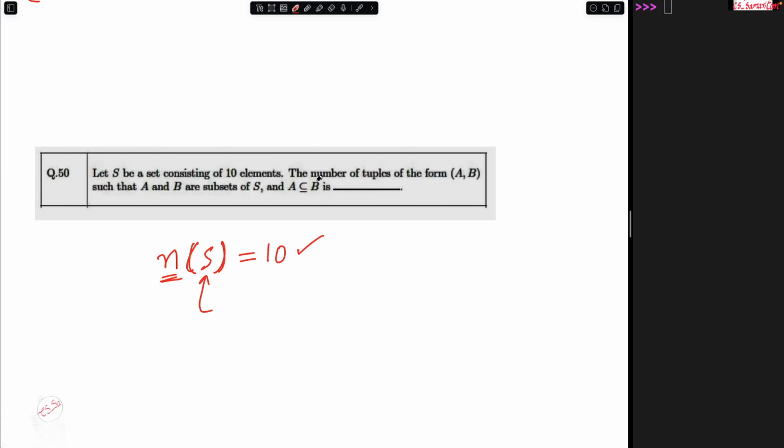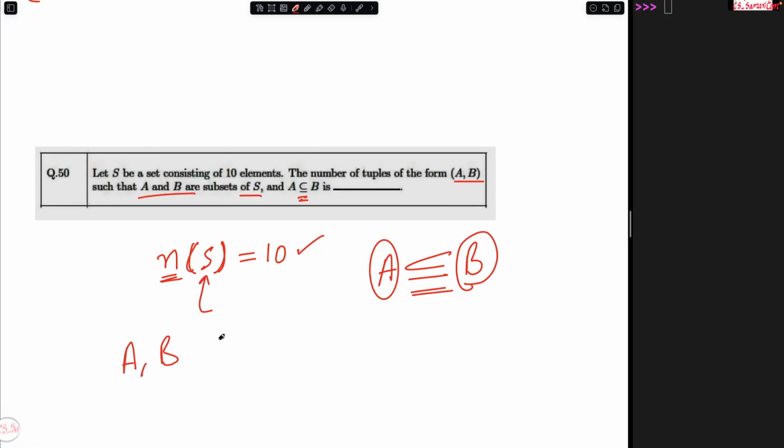Okay, what else is being given to us? The number of tuples of the form A comma B. Okay, so A and B are sets. I'm assuming that A and B are sets because this expression is for subset, right? So if we are writing this, A is a subset of B. For this expression to be present, both of these have to be sets, right? And we have given that A and B are subsets of S. So A and B are subsets.